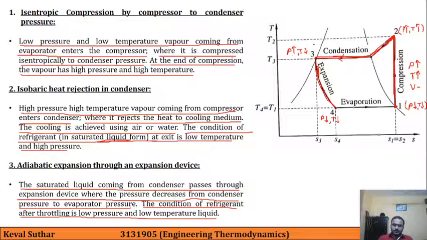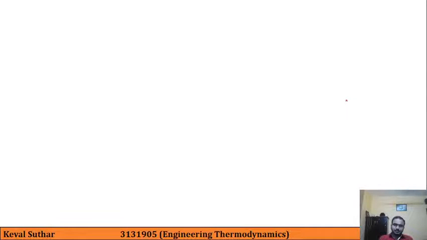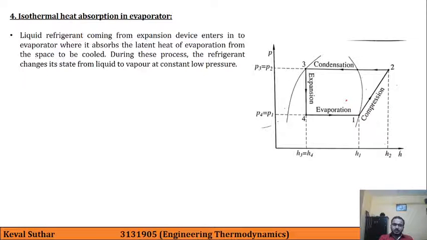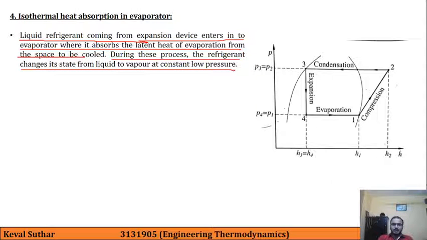And now we are left with process 4 to 1. So the last process is isothermal heat absorption in the evaporator. The liquid refrigerant coming from the expansion device enters the evaporator, where it absorbs the latent heat of evaporation from the space to be cooled. During this process, the refrigerant changes its state from liquid to vapor at constant low pressure.